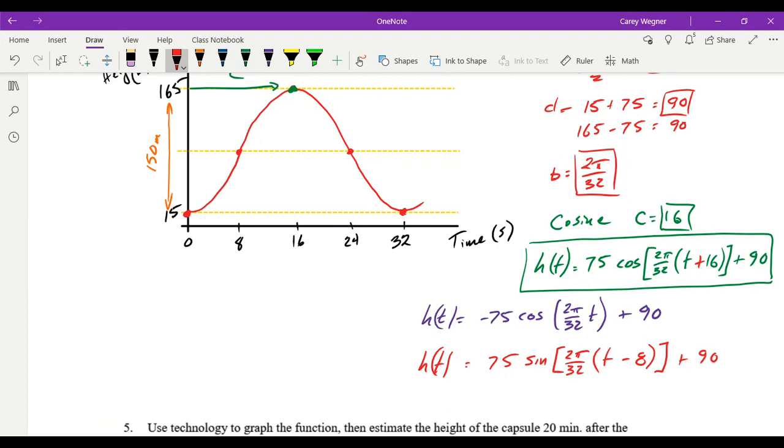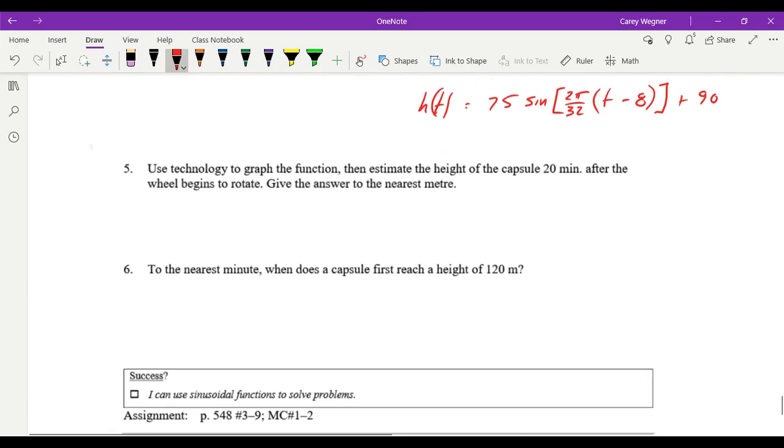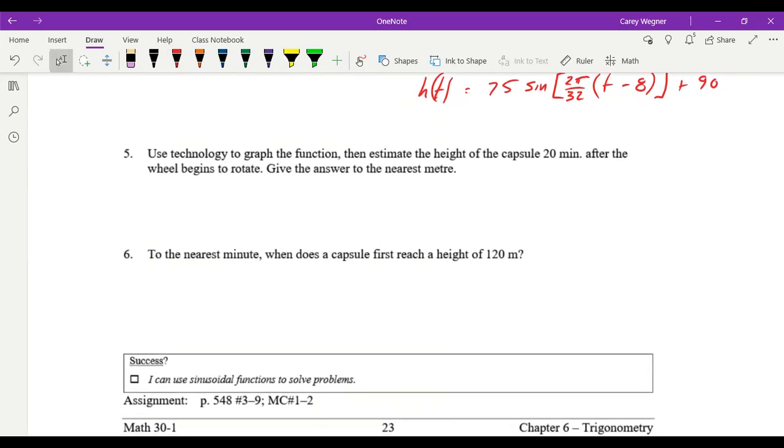Okay, and then you can go ahead to question 5 as well. And we want to estimate the height of the capsule 20 minutes after the wheel begins to rotate. And then look at question 6 as well. When did the capsule first reach a height of 120 meters?